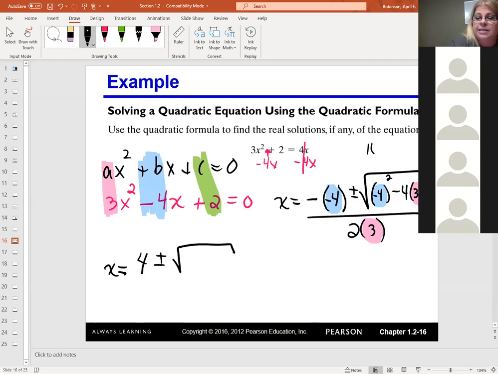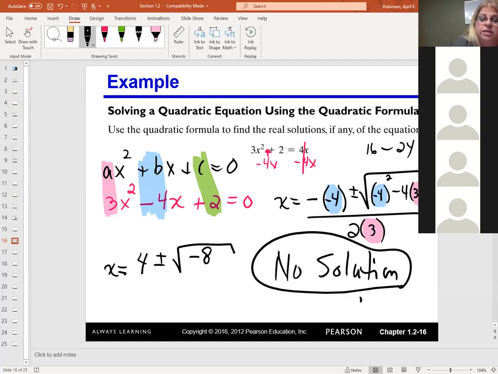Negative 4 squared, that's 16, minus 4 times 3 is 12, times 2 is 24. Uh-oh, that's negative 8. I can actually just stop. There's no point in going further. You cannot take the square root of a negative 8, so therefore, there is no solution on this one. Aw, makes me so sad.